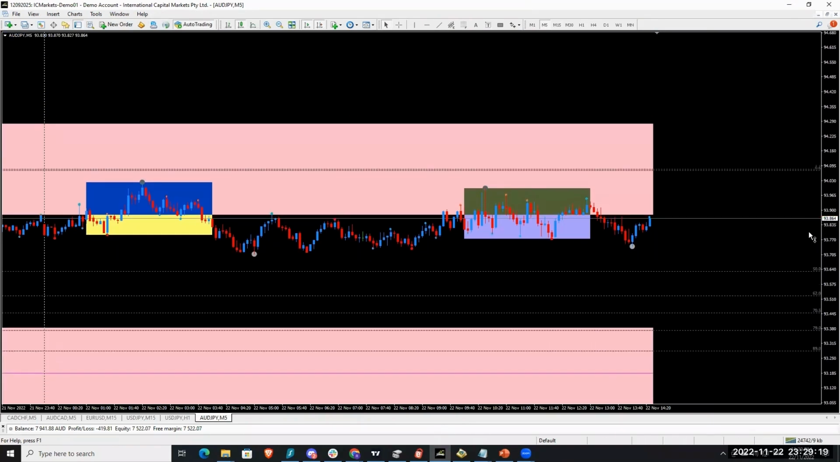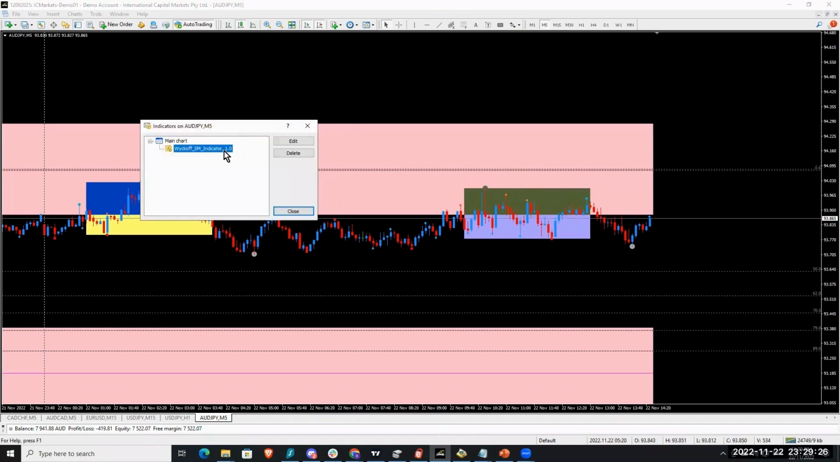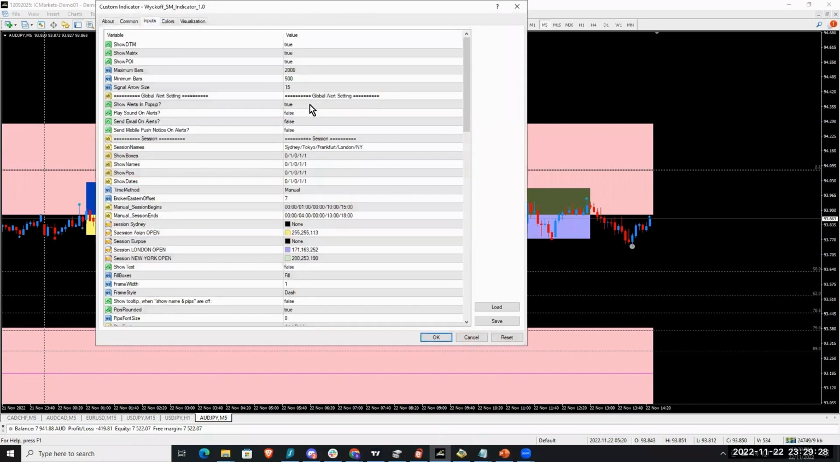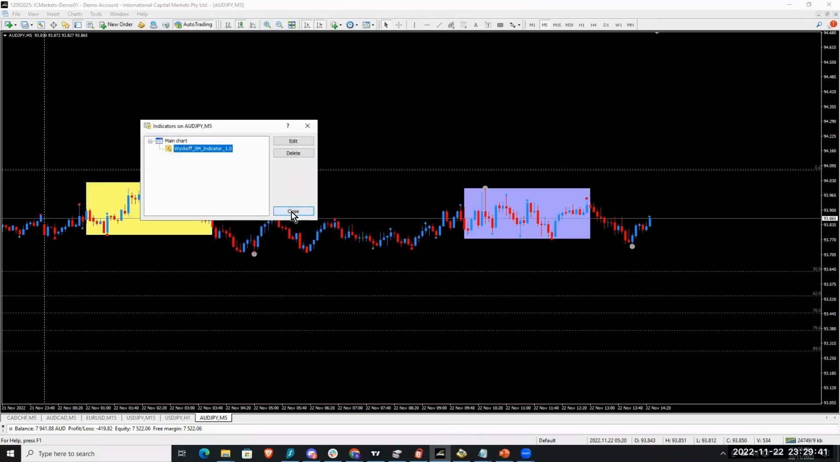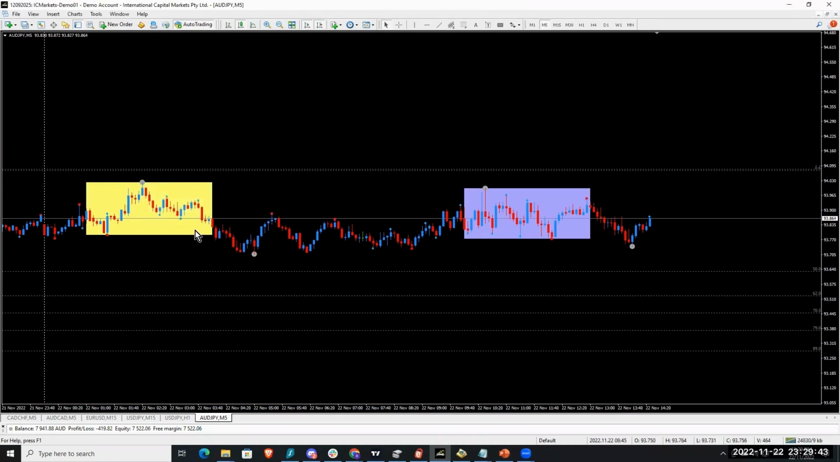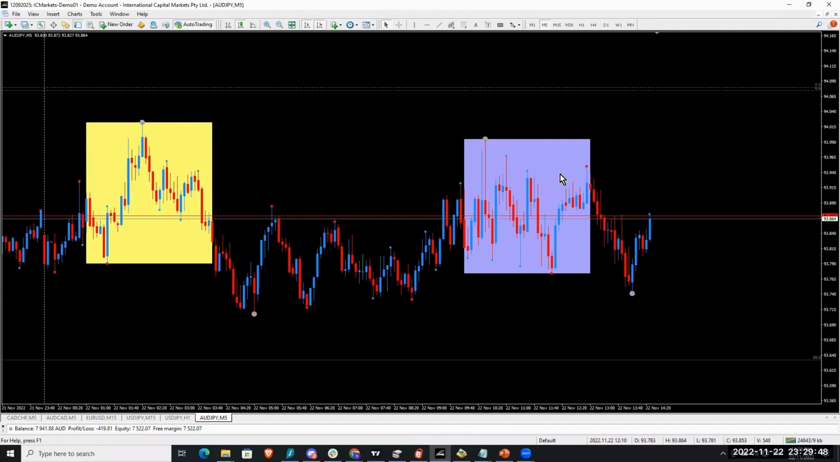And where is my zone? So zone is somewhere around here, right? So let me disable a few things because they're not needed. So for example, I don't need DTM at the moment. I don't need any point of interest, 500 bar, yeah, that should be fine. Okay, so this is the area of the session basically. So that's not the zone, this is the sessions.